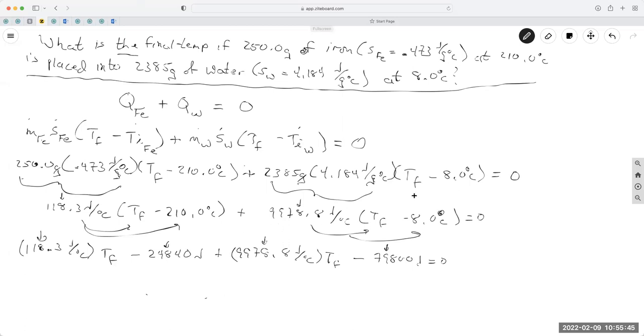So the final answer, by the way, should be between 8 and 210, right? Because if I put hot metal in cold water, it won't end up hotter than the metal or colder than the water. And that's the does my answer make sense.